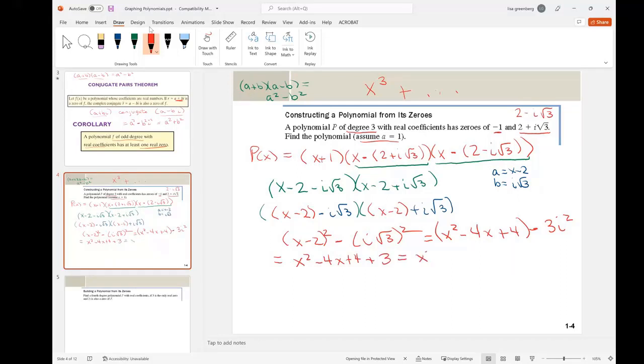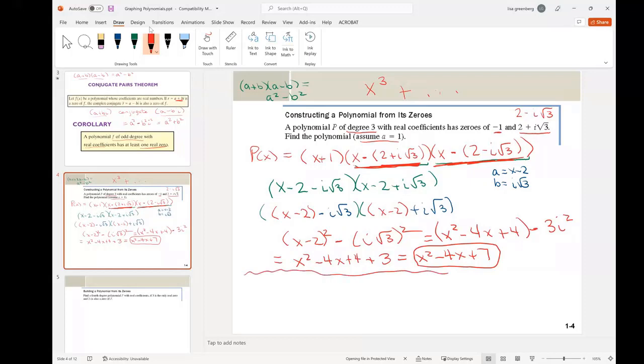So x squared minus 4x plus 7. Now, if I'm multiplying x minus 2 plus i times the square root of 3 times x minus 2 minus i times the square root of 3, using that little simplified trick, and you can do it however you like, I get x squared minus 4x plus 7, okay?